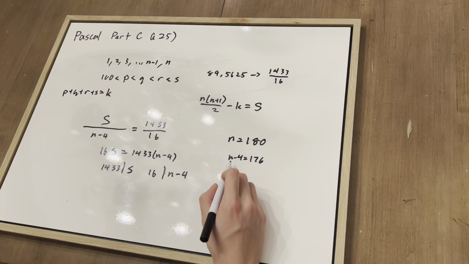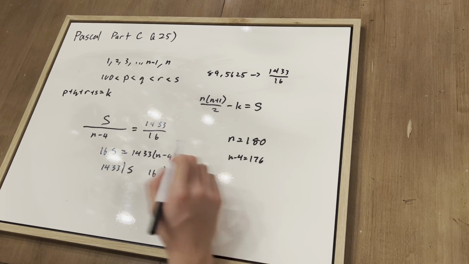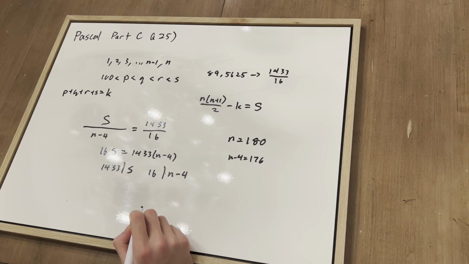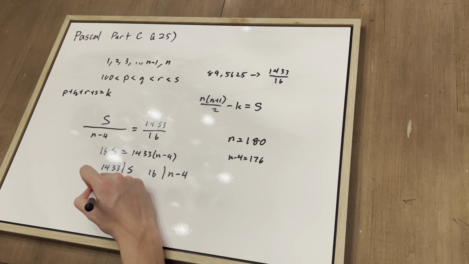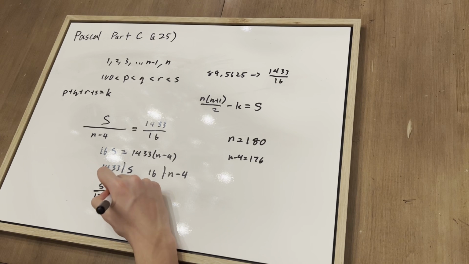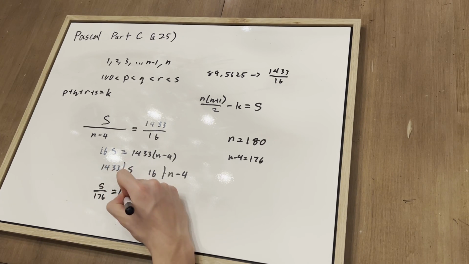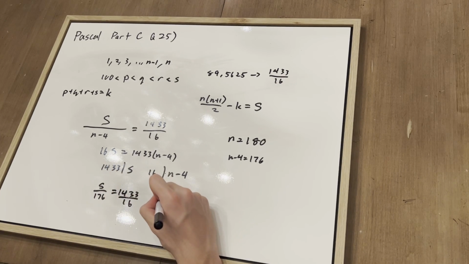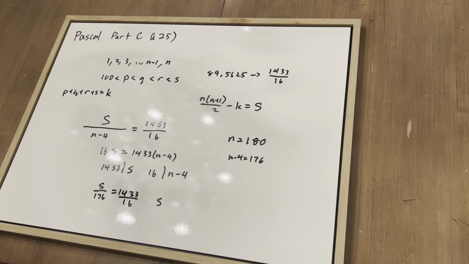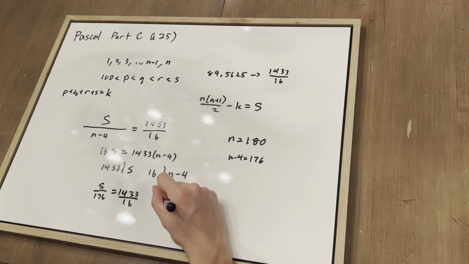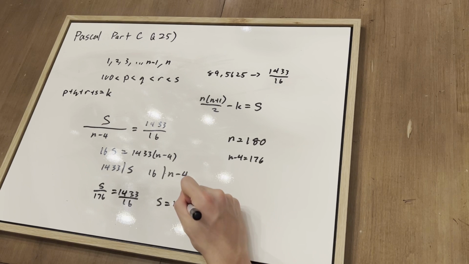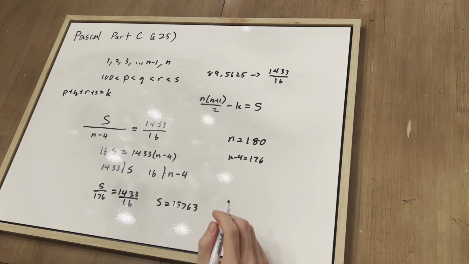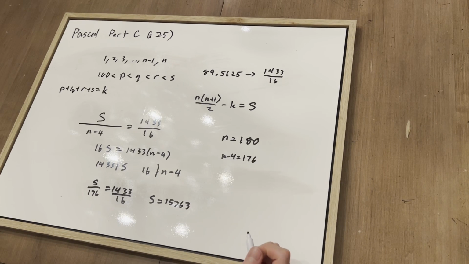So what we can do now is plug n minus 4 equals 176 back into this original equation. What we get is that s over 176 equals 1433 over 16, and we can just solve for s. Using our calculator, we see that this is 15,763.